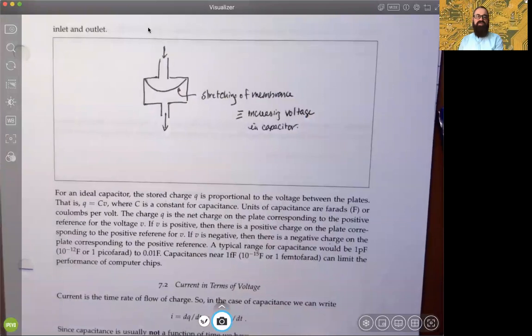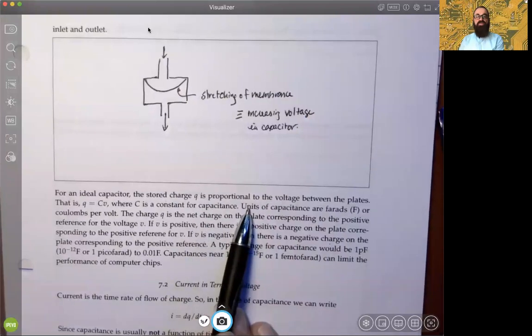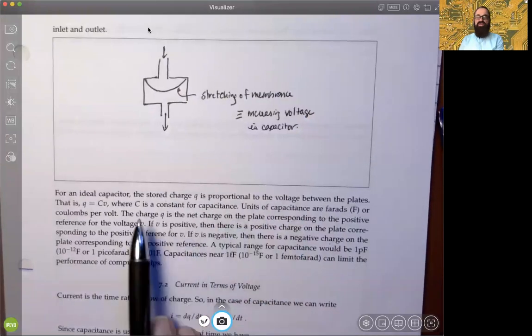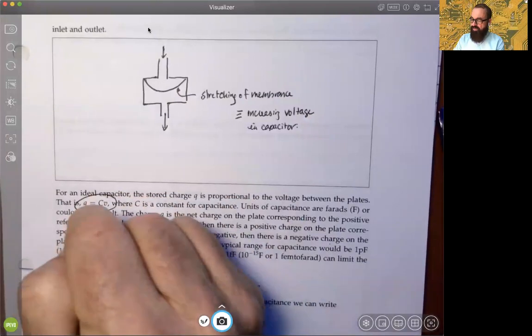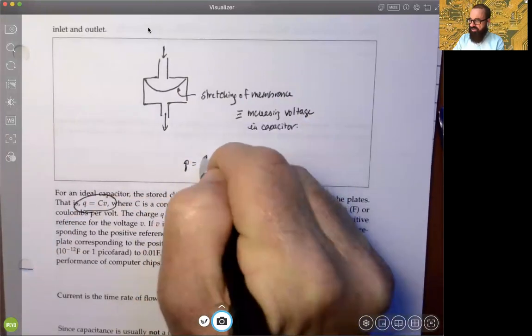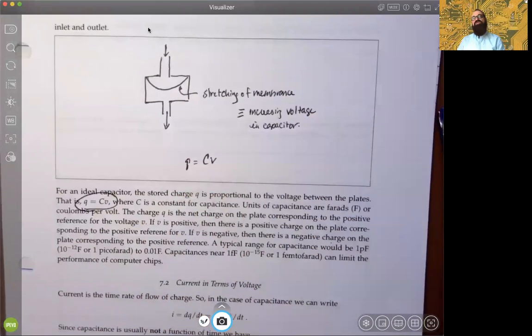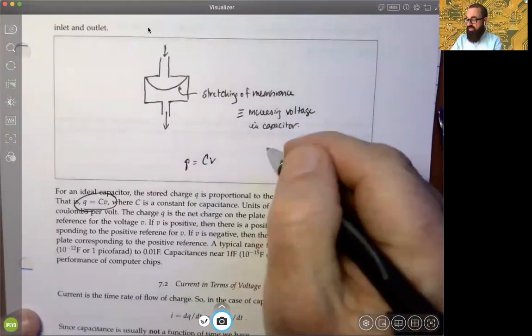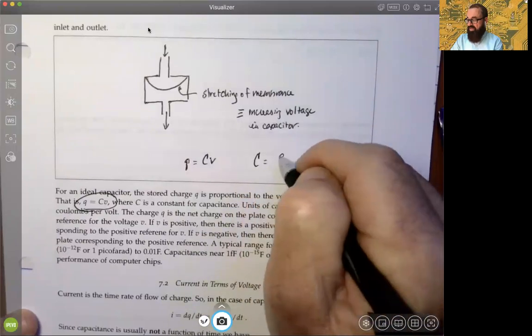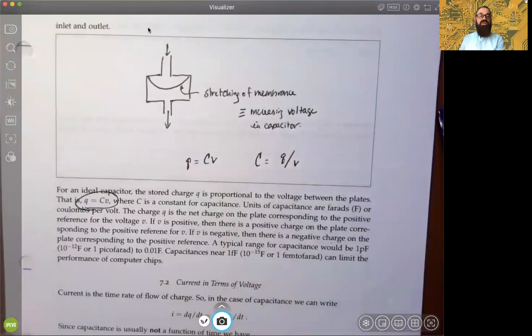For an ideal capacitor, the stored charge is always proportional to the voltage between the plates, and that produces this new formula, that the charge is related to the voltage by this constant parameter, C, which is the capacitance, okay? Units of capacitance are farads, capital F is the symbol, and they are coulombs per volt, right? That should make sense because the C constant is going to be charge per volt, and so it's going to be coulombs per volt.